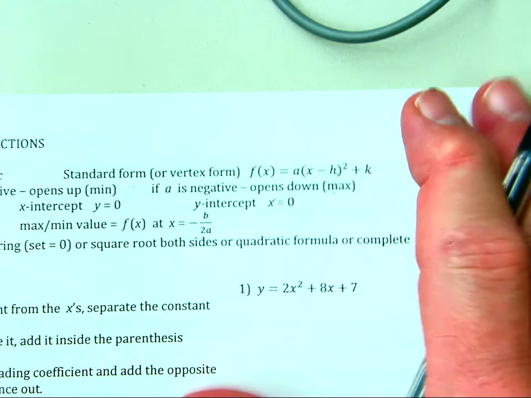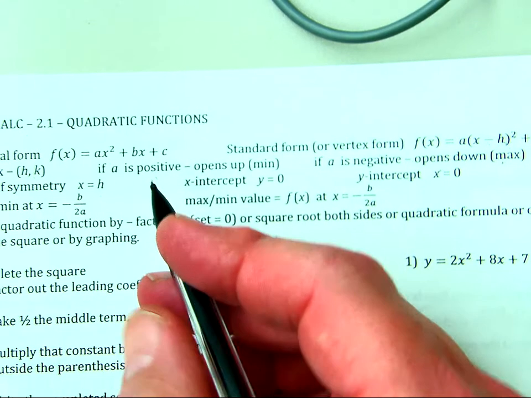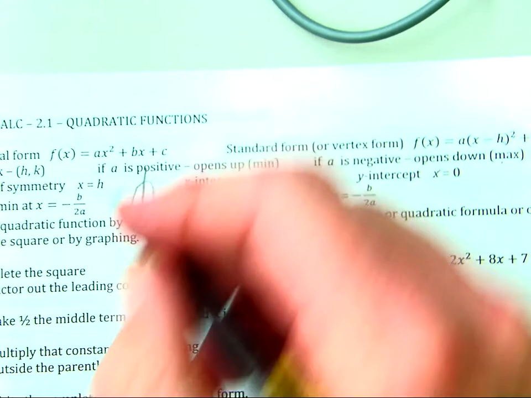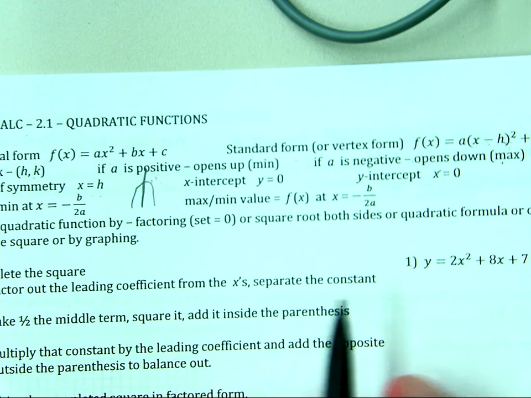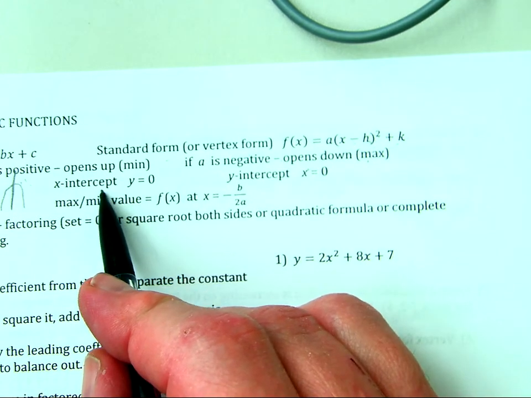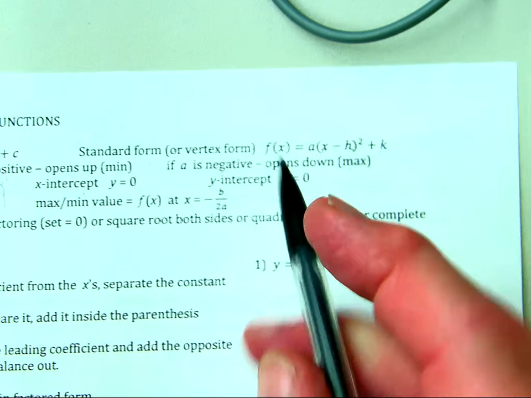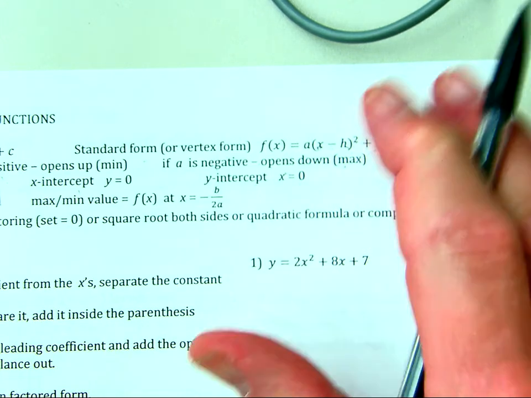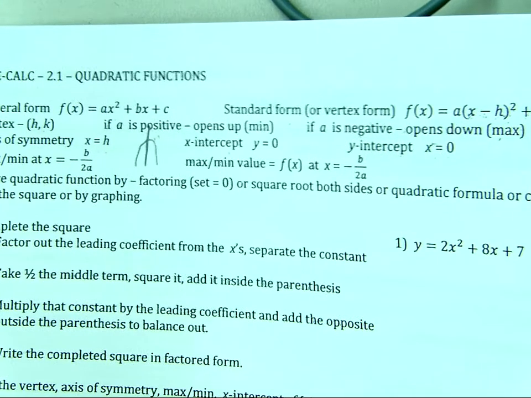The axis of symmetry is a line that goes right through the middle of a parabola. If you have a parabola that looks like this, the axis of symmetry goes right through the middle. It's always just x equals h. If you want to find an x-intercept, you put 0 in for y, which can be kind of tricky, although it's not so bad in vertex form. If you want to find a y-intercept, you put 0 in for x, which is usually the easy thing to do. But it's only going to have maybe one y-intercept.